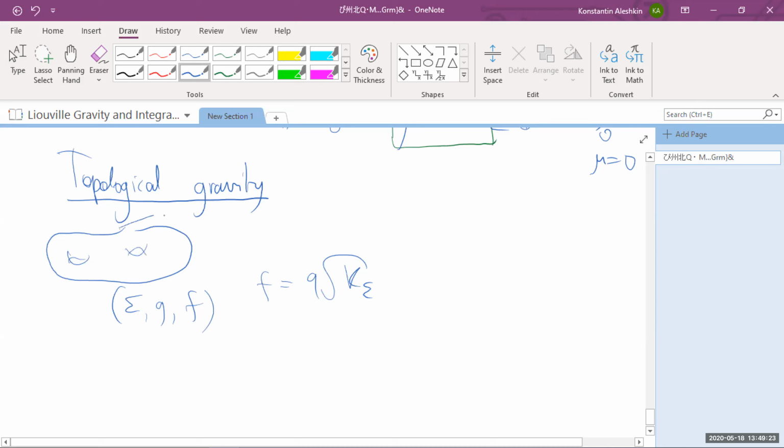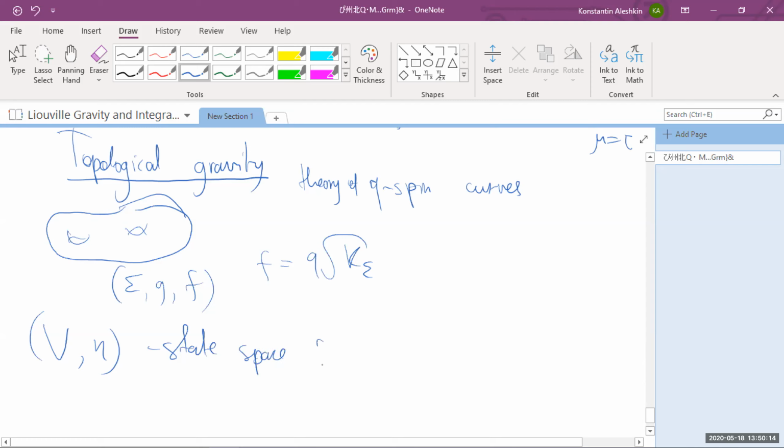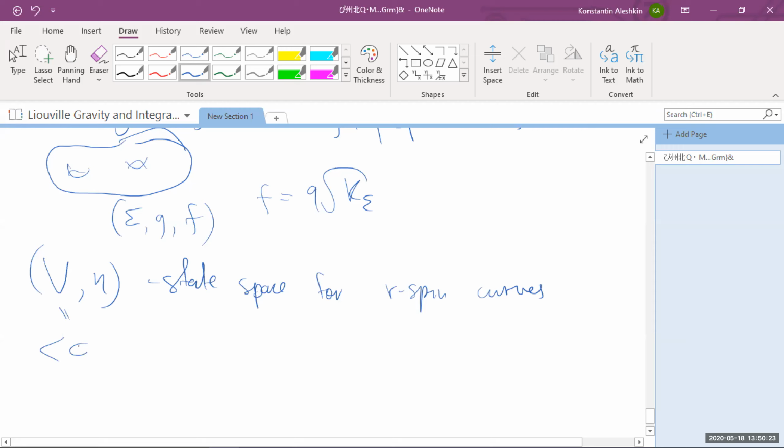then instead of summing over metrics, we can think that, well, probably we don't want to consider theories which depend on trivial conformal factors, so we can just sum over conformal classes. And so I will consider the following topological gravity theory, which is the Q spin theory of Q spin curves. There will be a state space with a metric, the state space for r spin curves. This is a vector space spanned by formal vectors phi 1 up to phi, say, q minus 1.